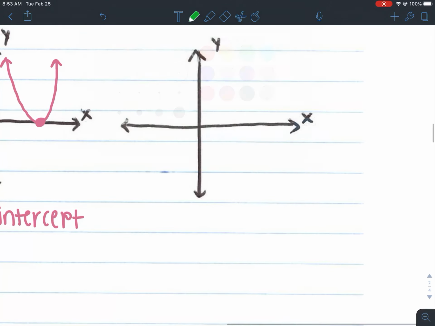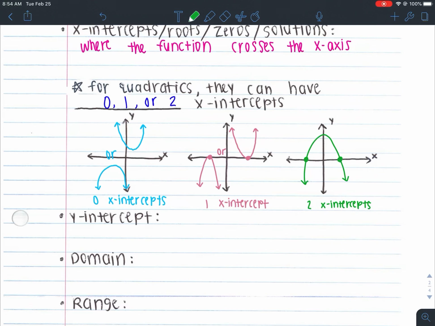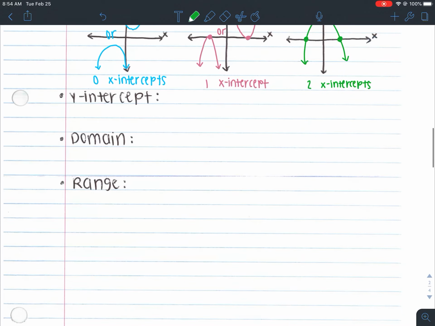Well, how could you have 2 x-intercepts? Well, that's if your graph goes to the x-axis 2 times. So you could have a graph that looks like this, and it crosses at these 2 points. Or you can have one that opens down like this, and it crosses 2 times. So again, there's a lot of ways that it can cross the x-axis, but you can either have 0 x-intercepts, 1 x-intercept, or 2 x-intercepts, okay?